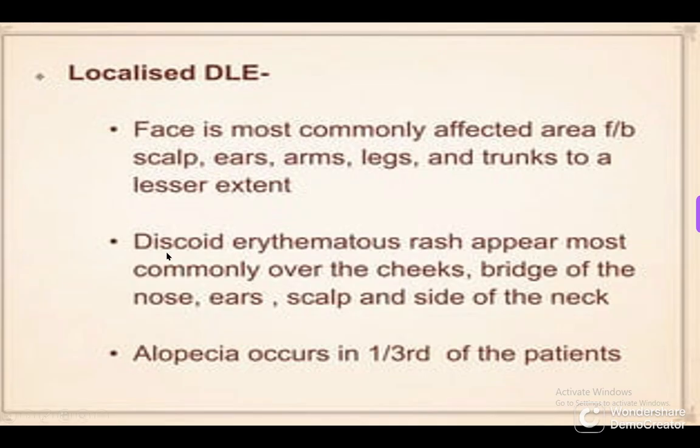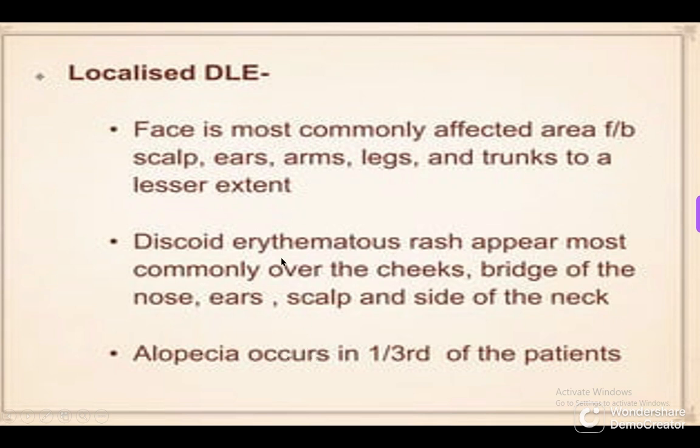Now, localized DLE, that is discoid lupus erythematosus. In the localized type, the face is the most commonly affected area, followed by scalp, ears, arms, legs, and trunk to a lesser extent. Discoid lupus erythematosus rash appears most commonly over the cheeks, bridge of the nose, ears, scalp, and the sides of the neck. With limited disease, it is a localized one.